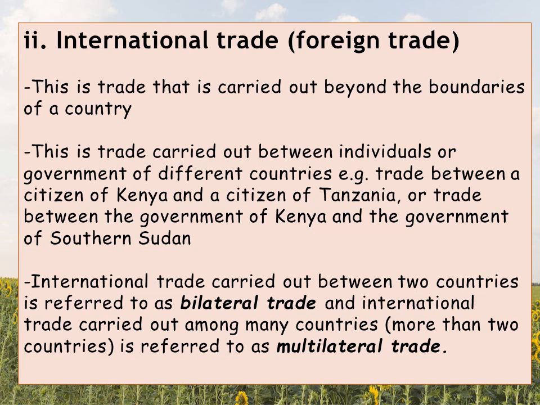And if there are three or more countries that are trading amongst themselves, say Uganda, Tanzania, Kenya, Rwanda, Burundi, they are all doing trade together, then that one we call multilateral trade. Multi for many, multilateral trade. That is trade that is done by more than two countries.